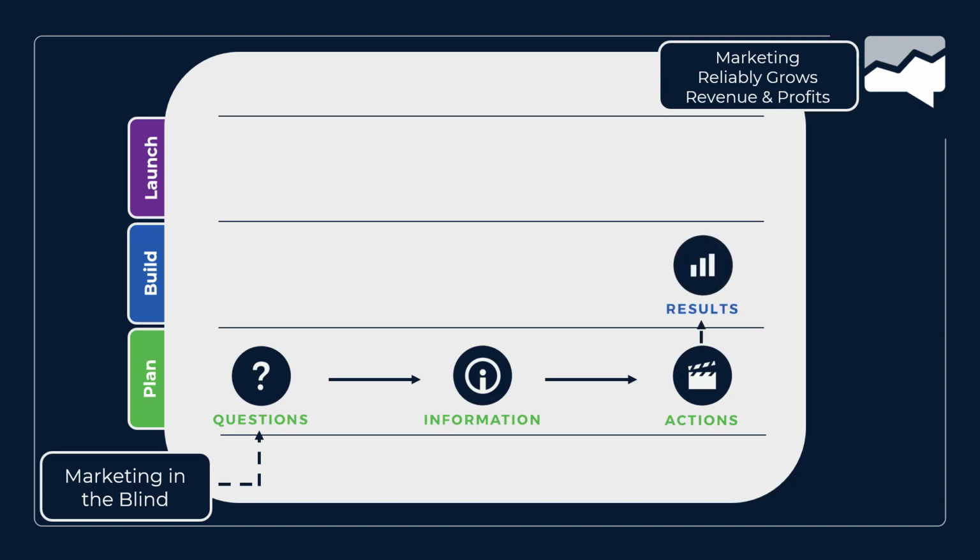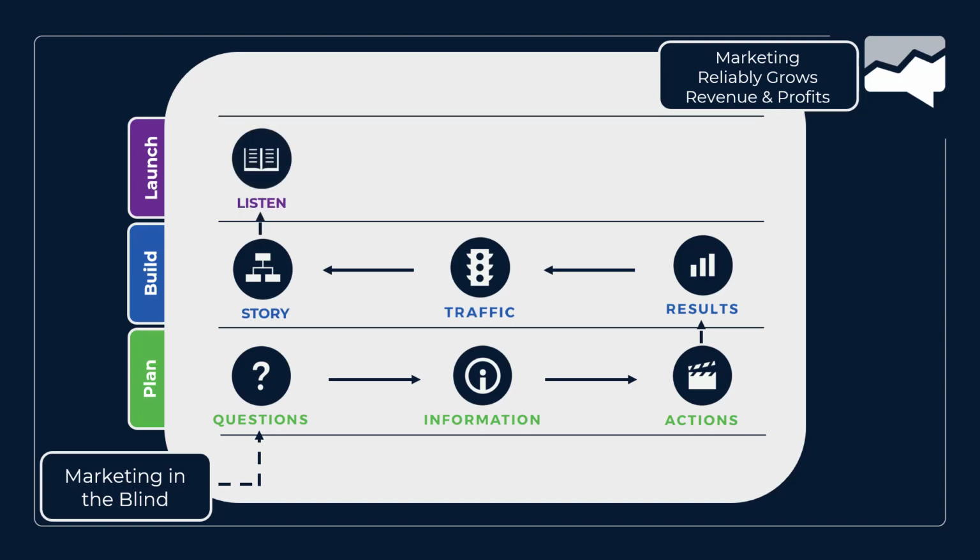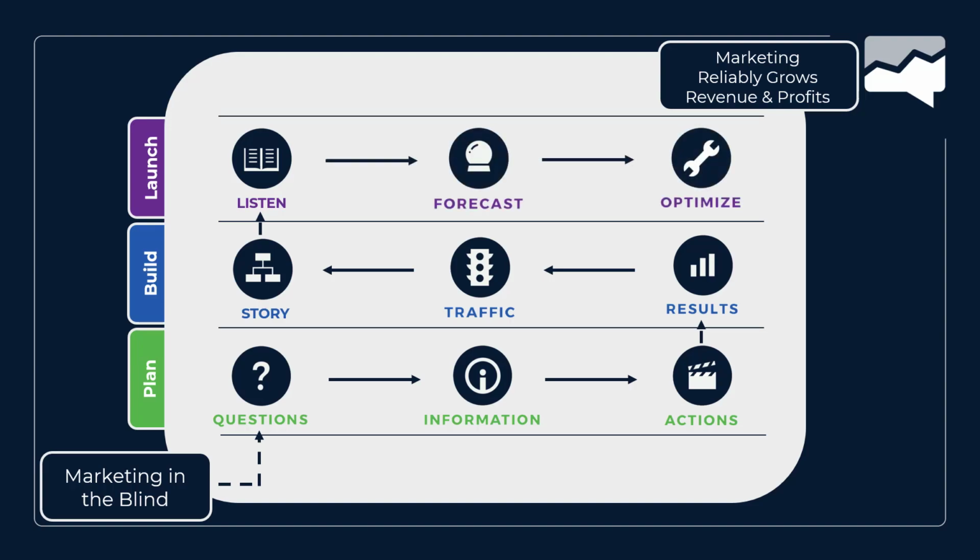But that's okay. Then you go on to your build step where you have results, traffic, and story, where you start putting the pieces together. Then you get to the fun stuff. This is the thing we try to do anyway, where we try to listen. Now we're actually able to understand because we built a story. And then we're going to forecast and, yay, the fun stuff, optimize. And that is your measurement marketing framework.